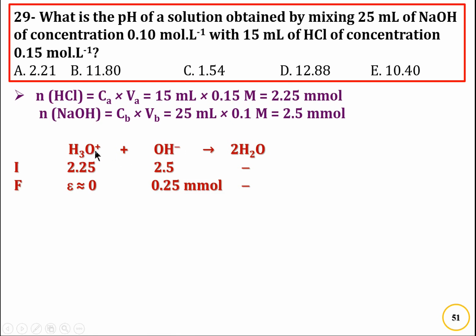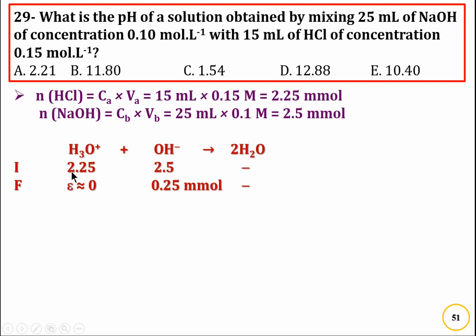So this reaction has a stoichiometry 1, 1, 1, 1. 2H2O can be written as H2O plus H2O. And K for this reaction is greater than 10 to the power 6, so this reaction is complete. To find the pH of this solution, we have to look for the limiting and for the excess. The initial number of mole of HCl equals CAVA equal 2.25 times 10^-3 mole or 2.25 millimole. That of NaOH initial equal 2.5 millimole.